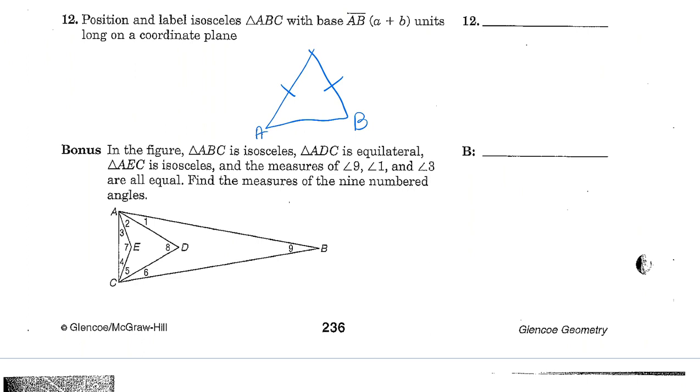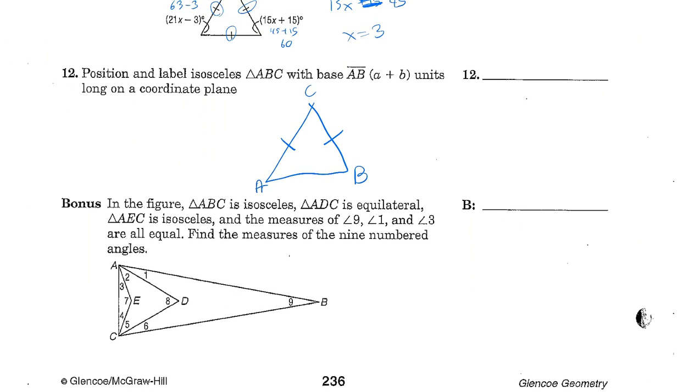Okay, and this is C. And it says label it on the coordinate plane. I mean, sure, okay. So let's do it. Position triangle ABC. So the easiest thing is to put a point like A at the origin and then lay the first side along here. So let's put B here.